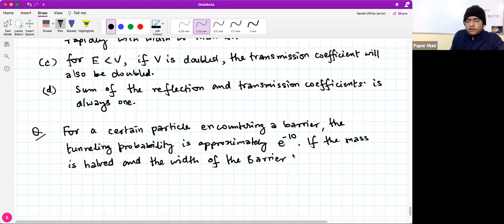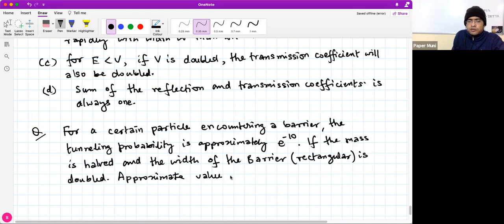like the barrier which is rectangular here. We are talking about a rectangular barrier. The barrier width is doubled. Okay. The mass is halved. The barrier width is doubled. Approximate value of tunneling probability. Now, in this case, the word tunneling probability has been used.